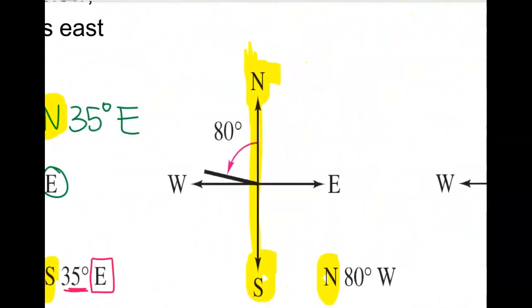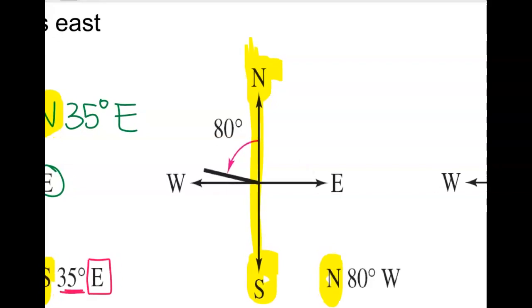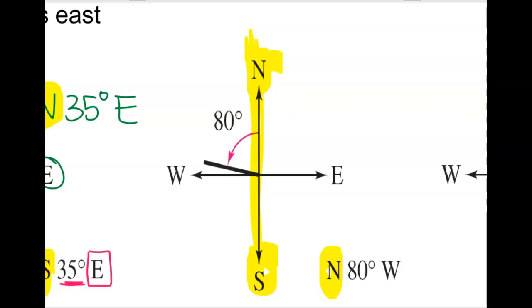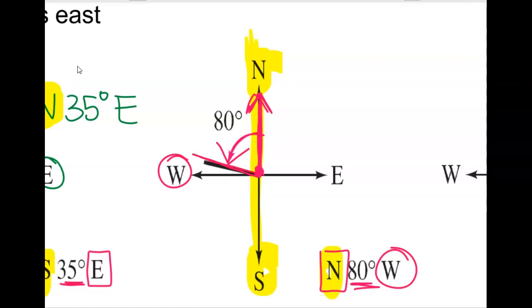For this one, we're going to write it in words, but first let's see what it says. So north, and that's why we start here. By the way, we always have to have an origin set. Then we start at north and we go 80 degrees, but in the west direction. And so that's why we go in this way. And here is the terminal side of that bearing.